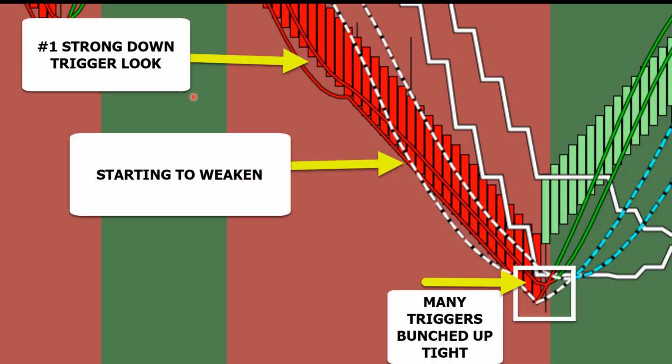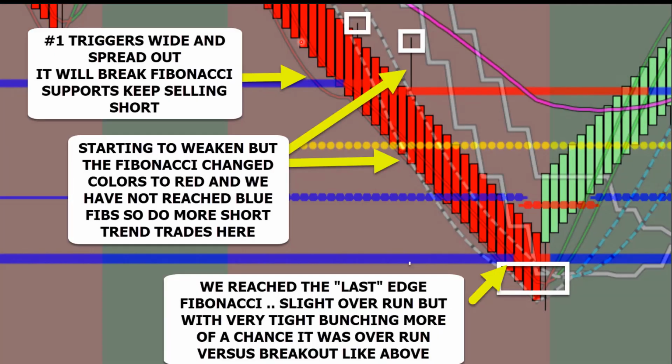When you get a number one strong trigger line look, you will absolutely 100% of the time take a trend trade short on a pullback. And you will continue to do so until the triggers get bunched up and tight and you've hit Fibonacci support. Now, I want you to think about something for a second.